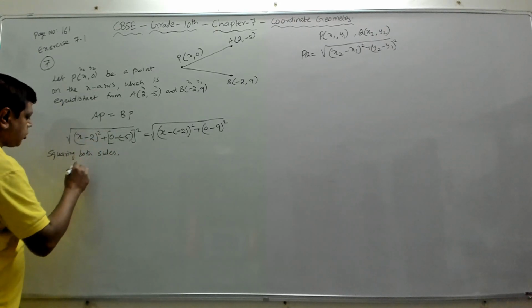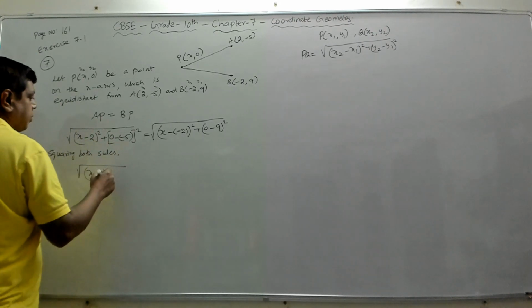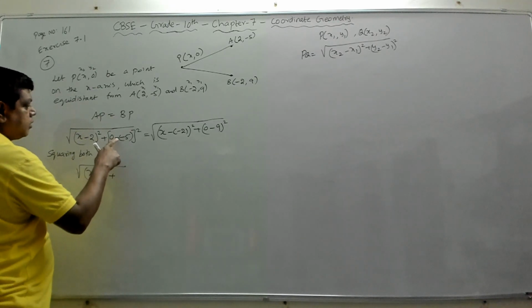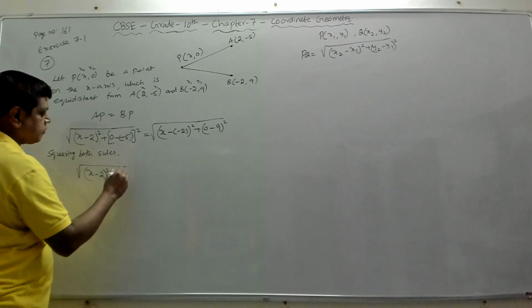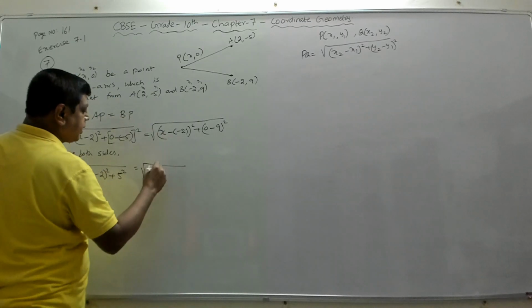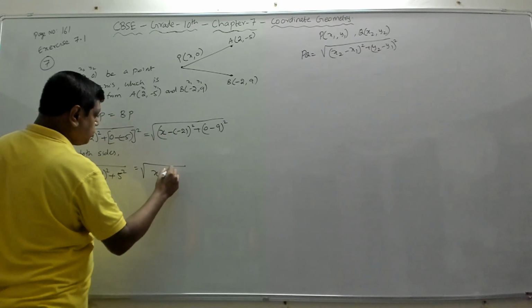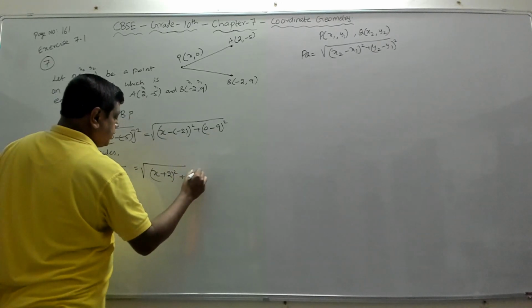So squaring both sides, what do we get? We get (x minus 2) the whole square, plus (0 minus of minus 5, which is 0 plus 5, that is 5) square, equal to (x minus of minus 2, which is x plus 2) the whole square, plus (minus 9) the whole square.